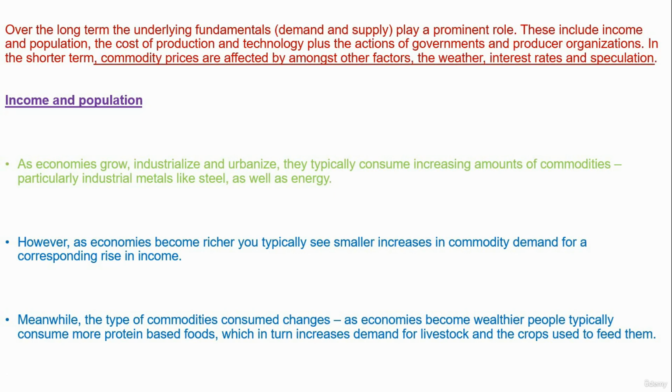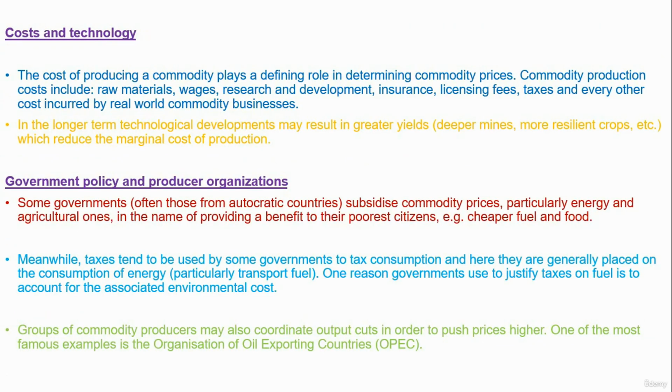People typically consume more protein, which increases the demand for livestock and the crops used to feed them. So friends, we have seen how income and population affect commodities. The second is cost and technology.